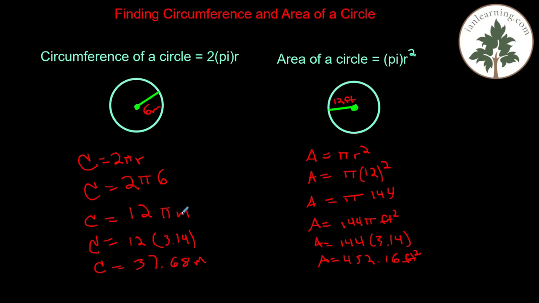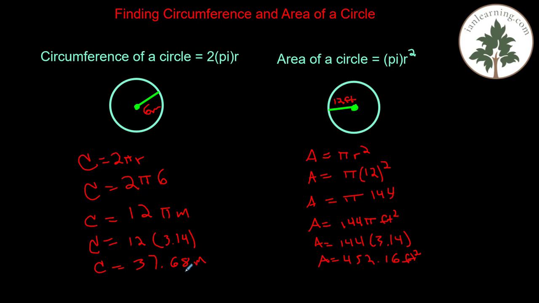So 12 pi meters. Here the answer is in terms of pi, but if we don't want it in terms of pi, if we just wanted a constant, then we're going to say circumference equals 12 times 3.14. This is an abbreviation for pi. We could use the pi button on our calculator, and that would give us an even more accurate number. But in most cases, for our purposes, this will be fine. So 12 times 3.14 comes out to 37.68, and I'm just rounding my answers to the nearest hundredth.